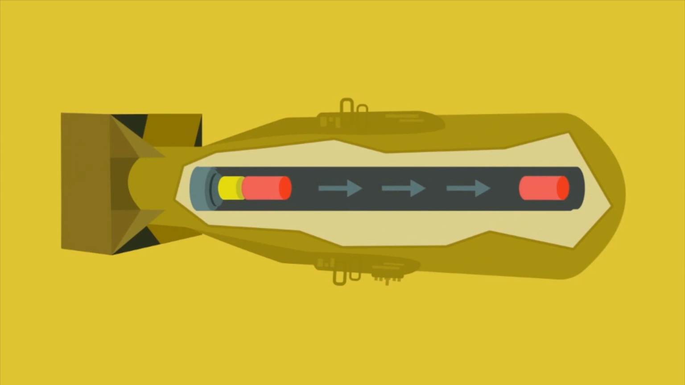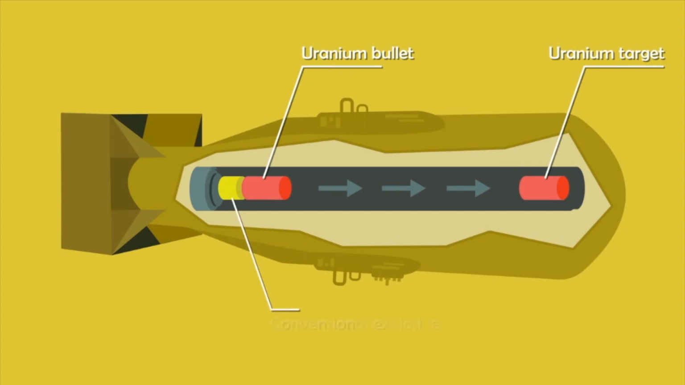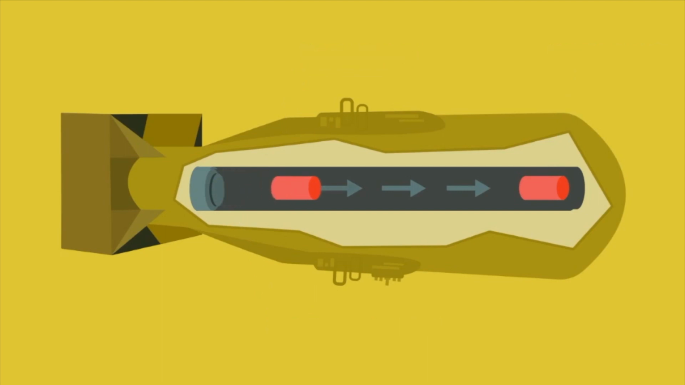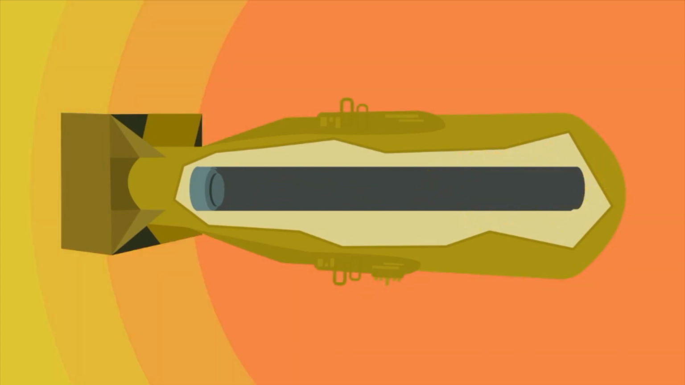The weapon consists of a tube in which one half of the nuclear charge is fixed at one end and the other half is at the opposite end. An explosive is placed behind the other half of the nuclear material. When the explosive is detonated, the nuclear charge races down to the other end. Once these two halves meet, the chain reaction starts and the explosion takes place.